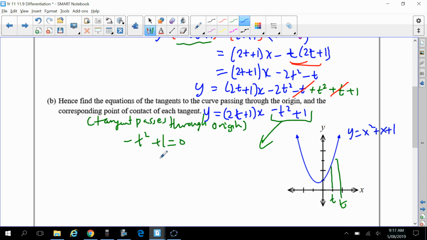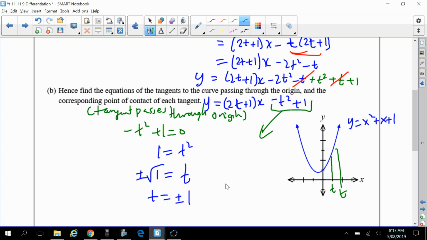Okay, so we're going to solve it. How do I solve? Move the t squared to the other side. And we square root. What do we do when we square root? Very nice. What's the square root of 1? 1. Okay. But have we answered the question?